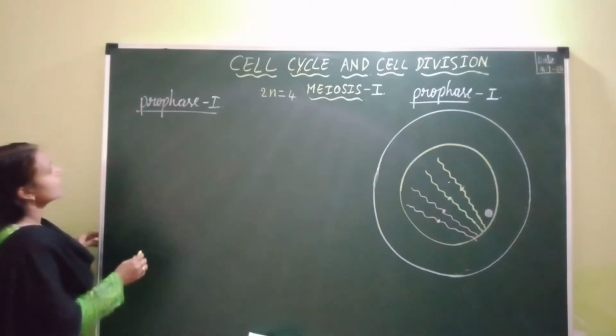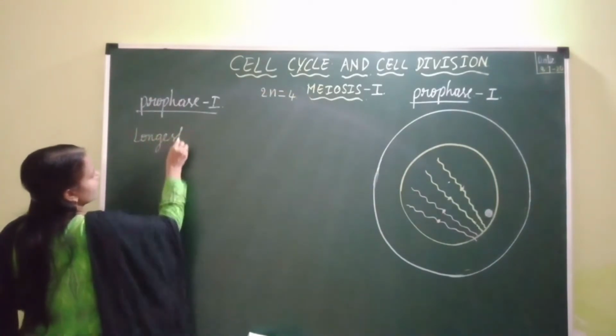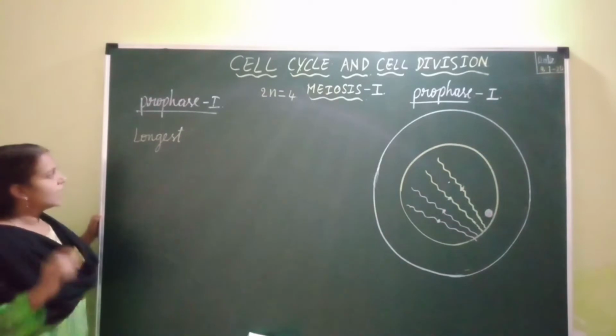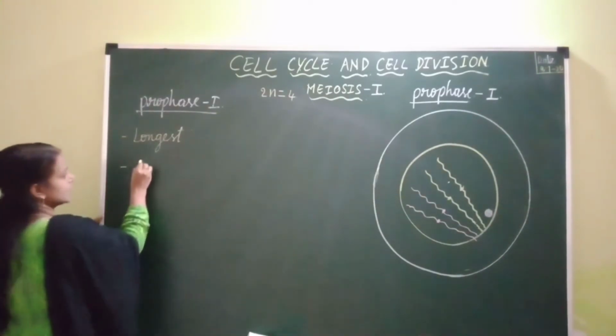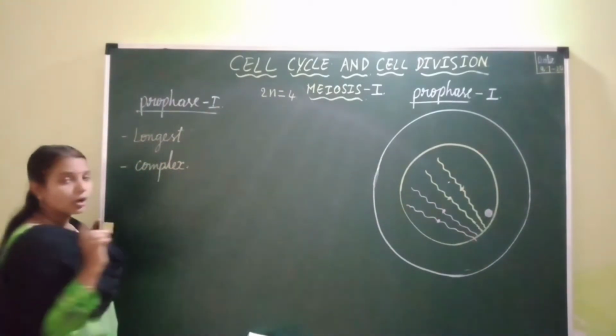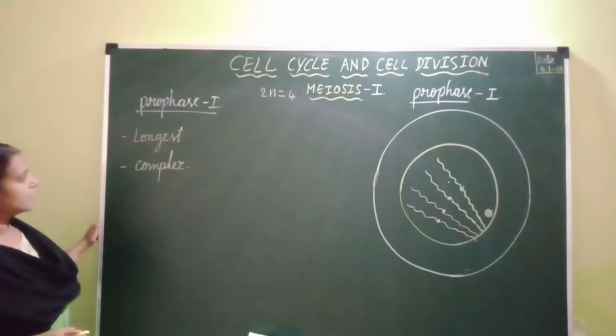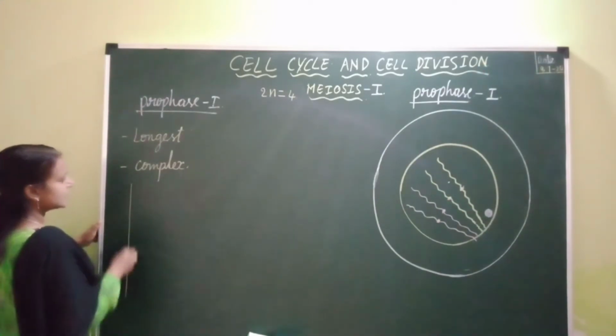Prophase 1 is the longest phase of meiosis. It is longer and more complex than the prophase of mitosis. This prophase 1 is divided into 5 substages.